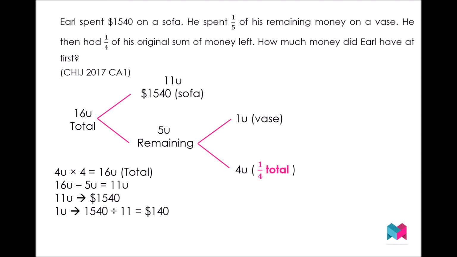So we divide 1,540 by 11 units to find the value of 1 unit, which is $140. Lastly, we multiply $140 by 16 units to find the answer of $2,240.